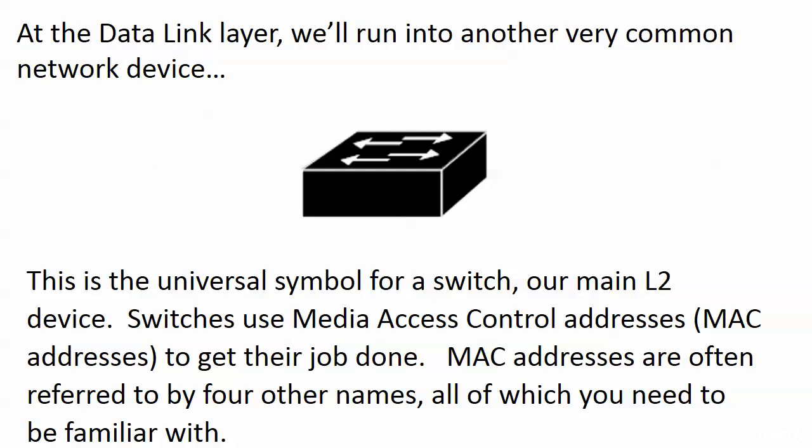Moving down one more layer at the data link layer, we will run into another very common network device that you should recognize on site. This is a 3D box with four arrows on top, and this is the universal symbol for a switch, which is our main layer 2 device. Switches are going to use media access control addresses, or MAC addresses, to get their job done.